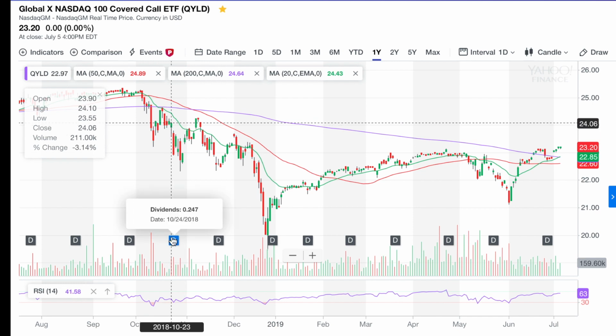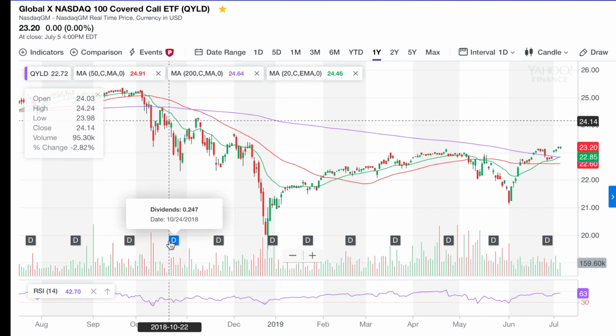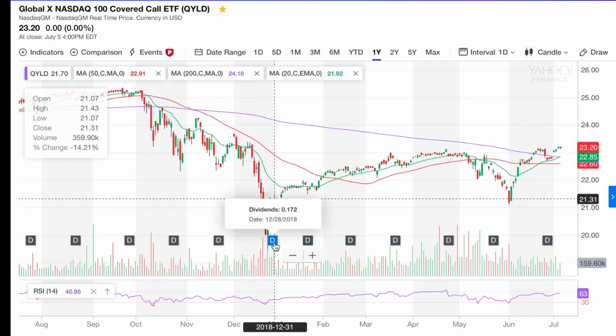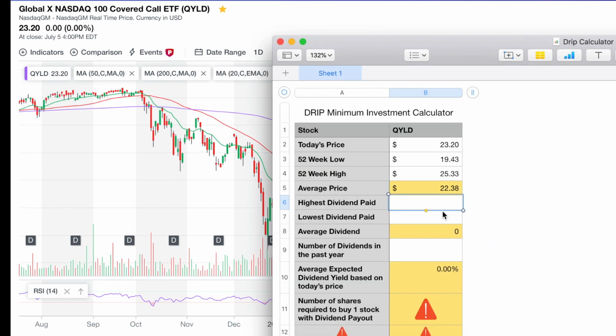So what this calculator does is, obviously this ETF doesn't pay a consistent dividend every single month. Sometimes it's lower, sometimes it's higher. And that's exactly what this calculator does, it generates an average and gives us an estimate of what we're going to see. So the highest one I saw was 24.7 and the lowest one was 17.2. So we're going to put in 0.247 and 0.172.